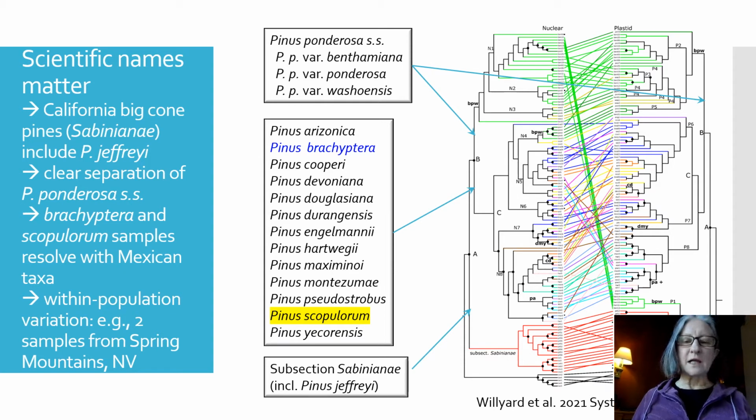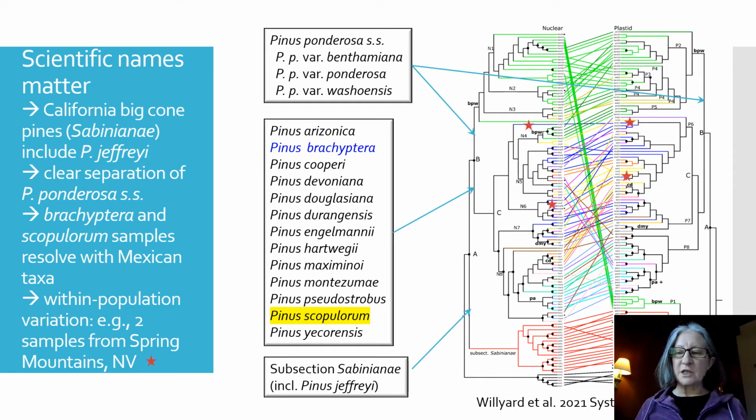I just want to tell you that clade resolution informs how we should be recognizing some taxa. First of all, Jeffrey pine is resolved here with the other red taxa in the Sabiniani, which are the California big cone pines. I'll come back to Pinus jeffreyi in a moment. The other is that the ponderosa pines west, in the strict sense, are not sister to the ones east. So Pinus brachyptera and Pinus scopulorum were originally published separately, but they've been traditionally lumped in the USA as varieties of ponderosa pine, and they are not.